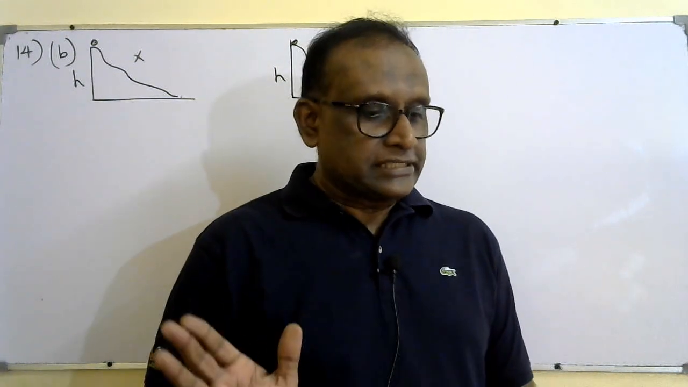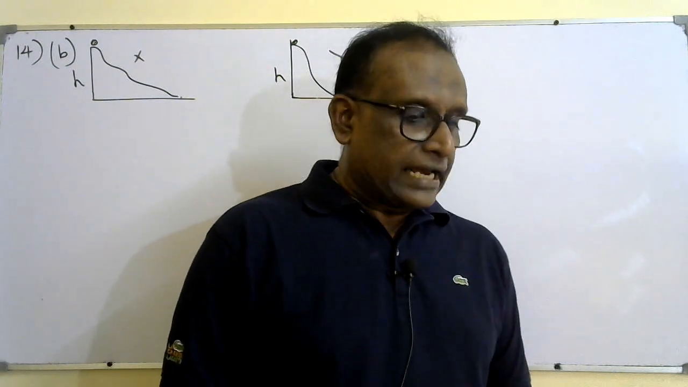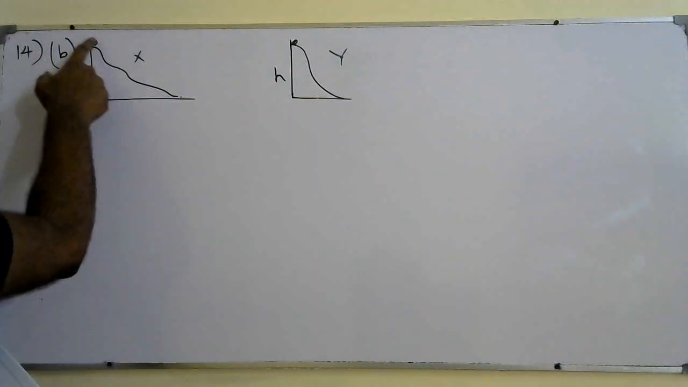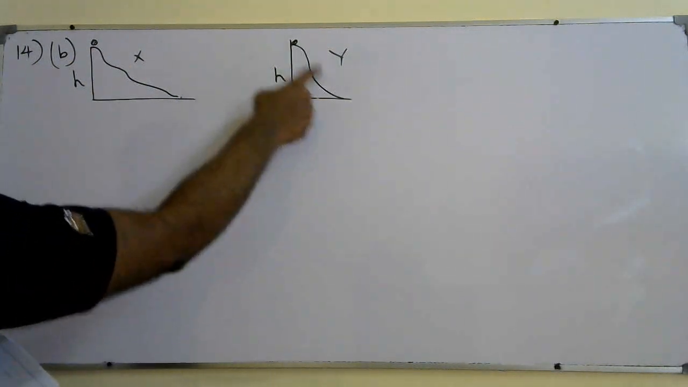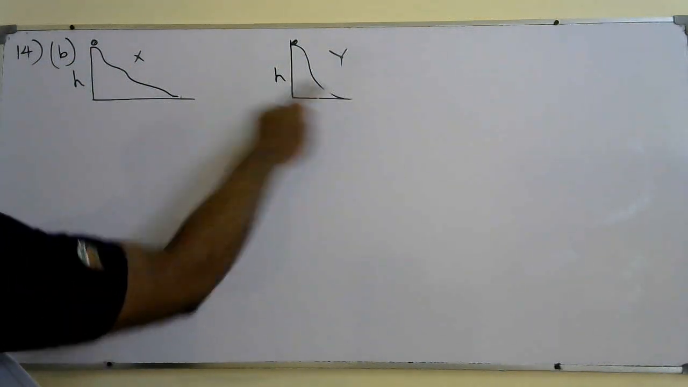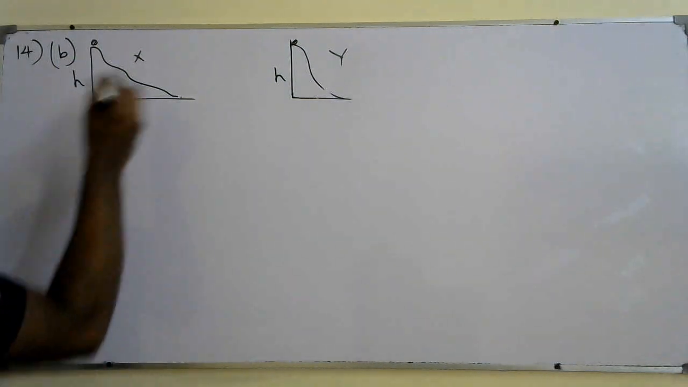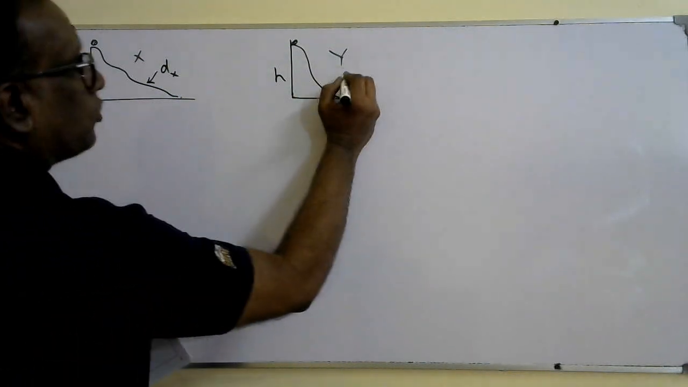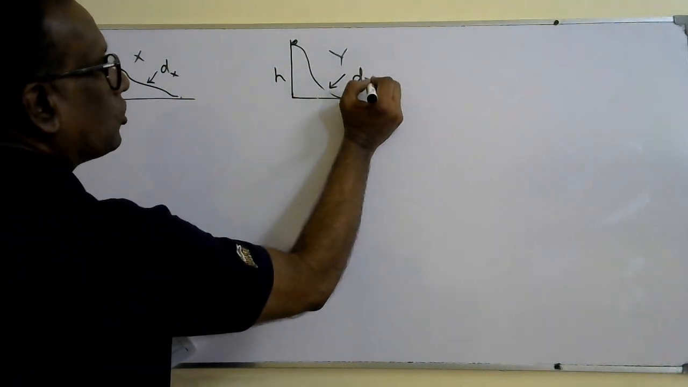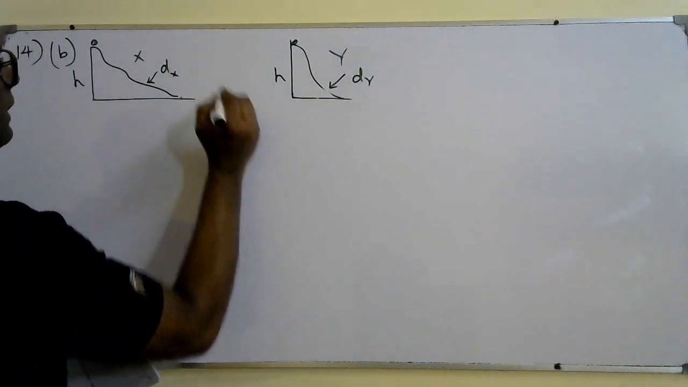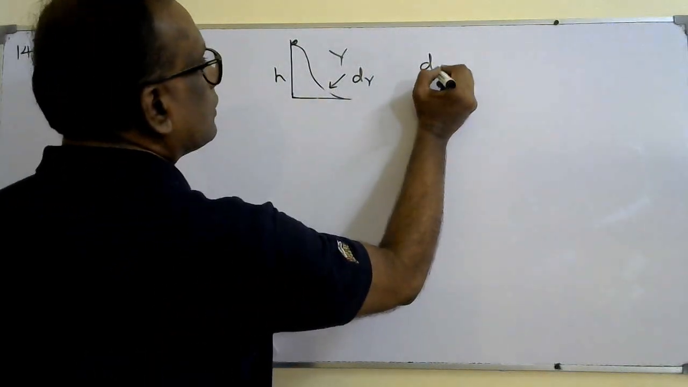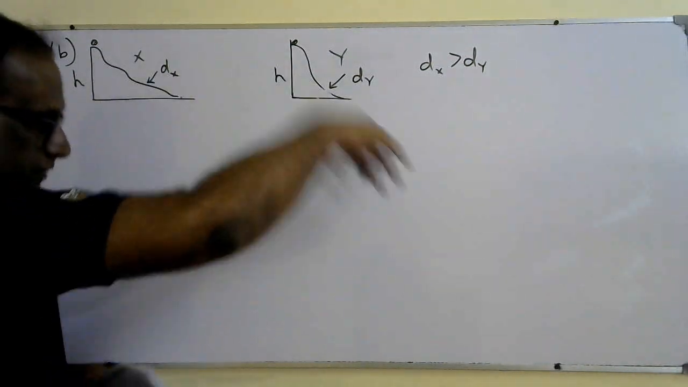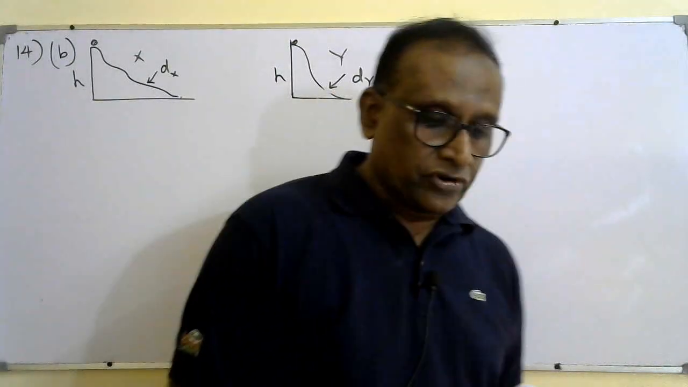But in this question, there are two different children sliding. The slide X is longer than slide Y. The longer means you can see the length of slide X is longer. So this length is smaller, this length is long. If I say the total length it moved down is dx, and this length to move down is dy along the slope, dx is greater than dy. The length of the sliding is longer for X.